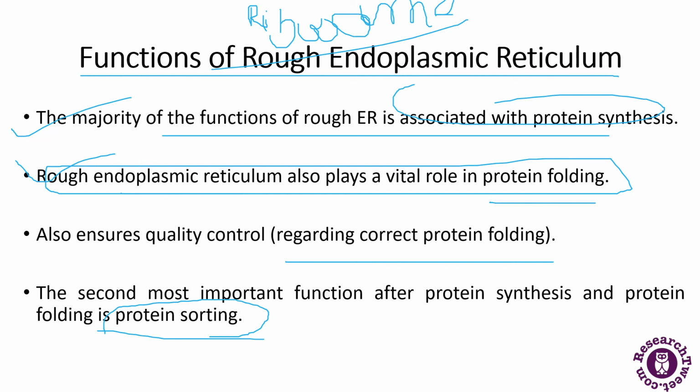The major difference between the smooth endoplasmic reticulum and the rough endoplasmic reticulum is that the smooth endoplasmic reticulum is responsible for the synthesis of cholesterol and phospholipids. It is responsible for the secretion of various steroid hormones, the metabolism of carbohydrates, and it releases calcium ions in the nervous and muscular system. But the rough endoplasmic reticulum is responsible for protein synthesis.